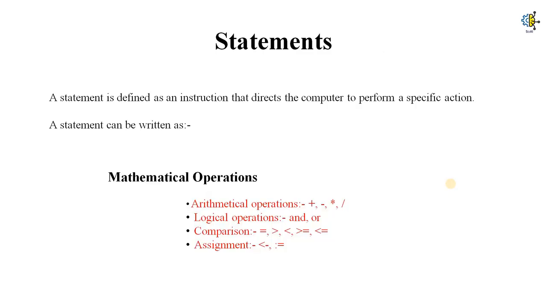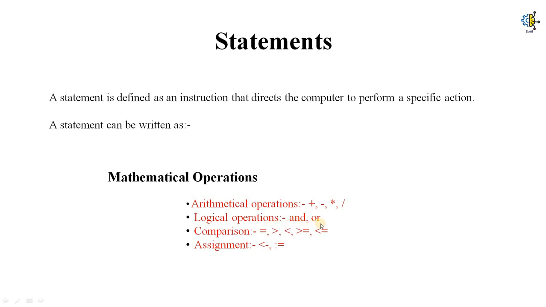In the next slide, what we have first here is statements. So what is a statement? A statement is defined as an instruction that directs the computer to perform a specific action. A statement can be written as mathematical operations, which includes the following points. First are the arithmetical operations, which consist of the symbols plus, minus, multiplication and divide. And then logical operations, where we have AND and OR.